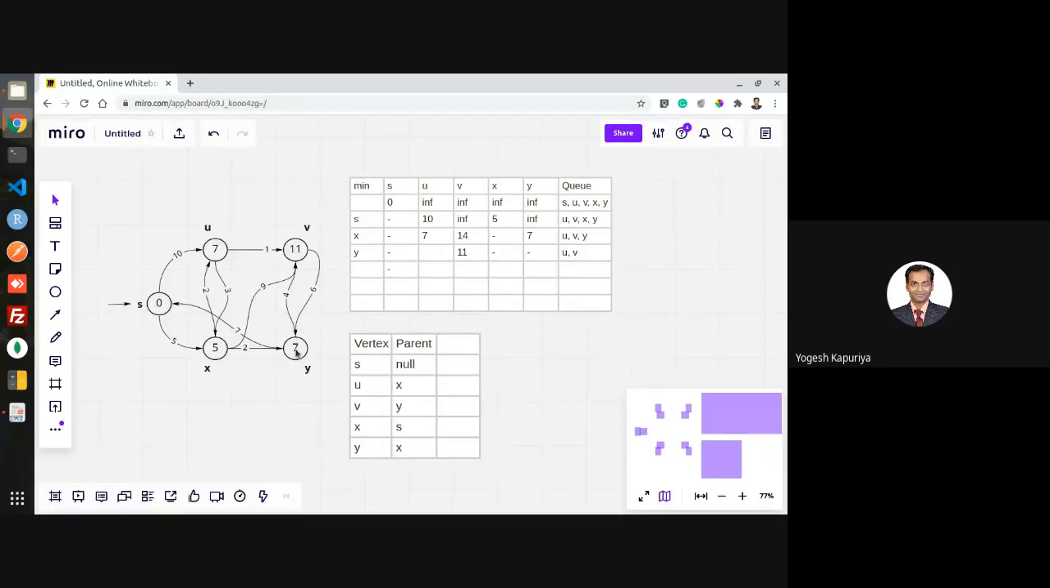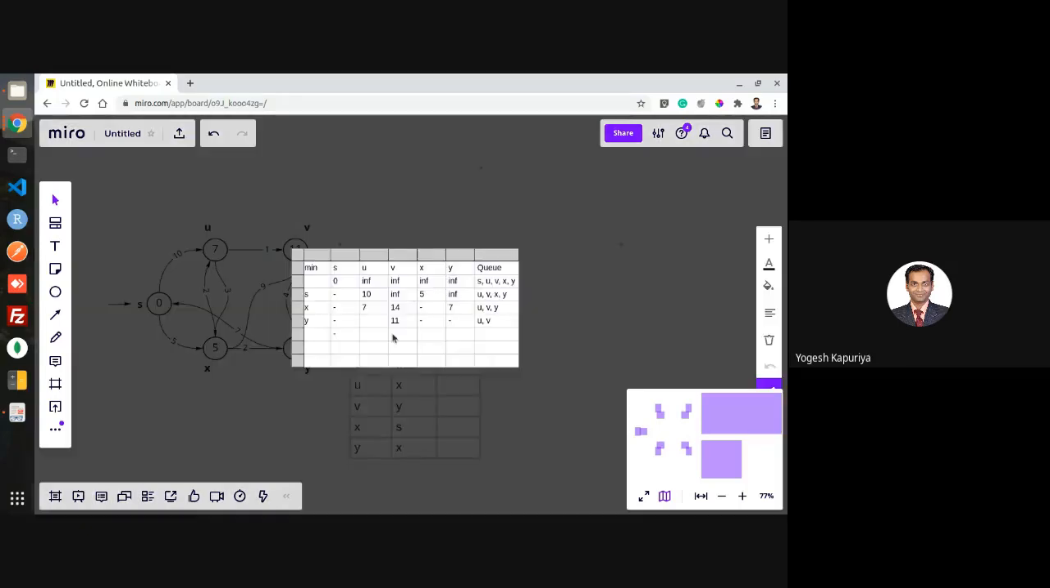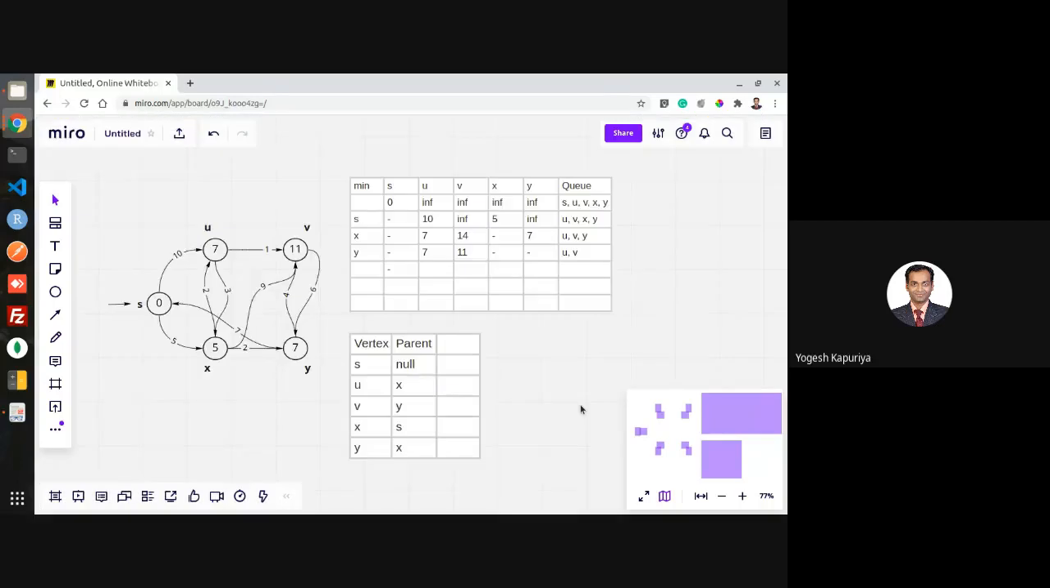Okay. Another edge is this, between y and s. S is already 0, so no update. This will be as it is. Okay. So this is the scenario after the third iteration. Now you have two vertices in the queue, 7 and 11. 7 is u, 11 is y.